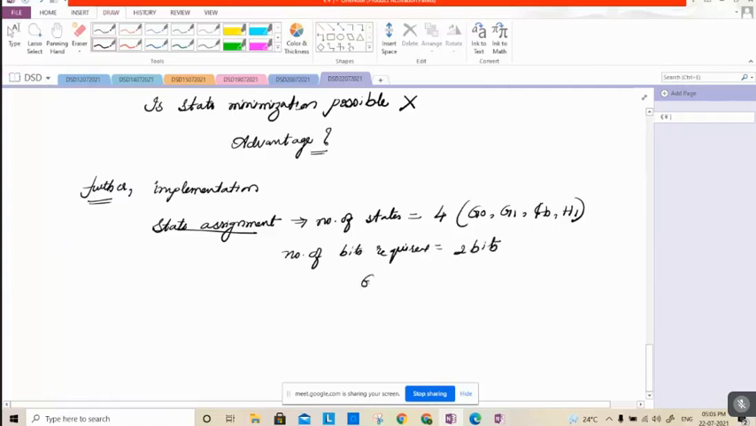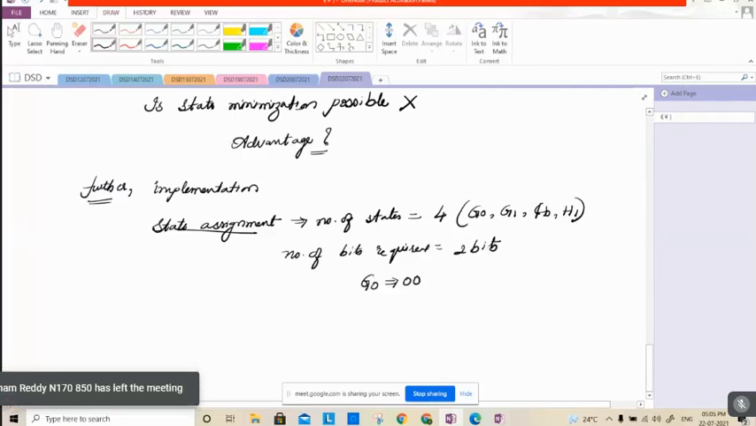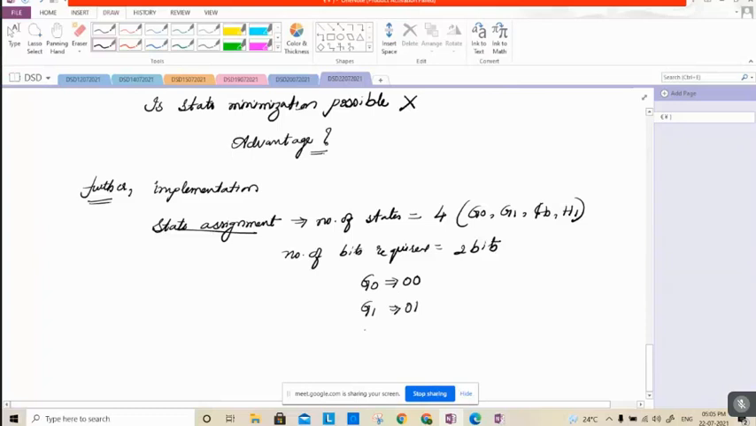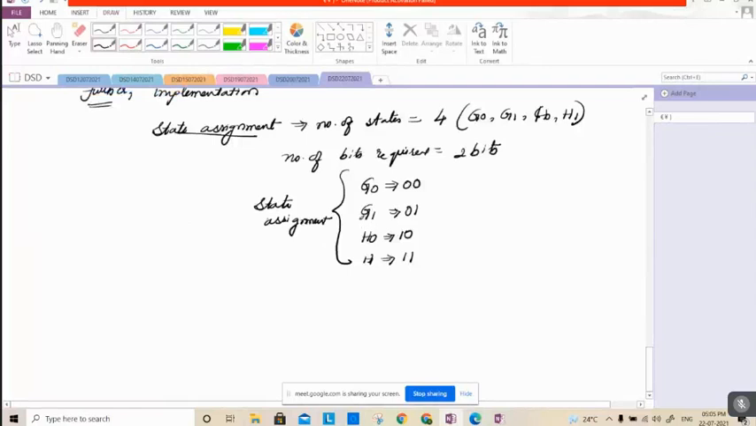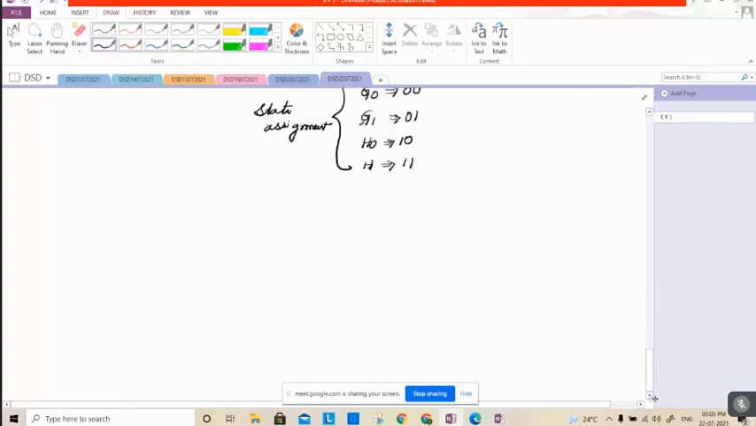Now the state assignment is like this. G0 will be assigned 0 0. You may assign 1 1 also, there won't be any issue. G1 is assigned 0 1, H0 is given 1 0, and H1 is given 1 1. This is called state assignment. State assignment depends upon the number of bits.